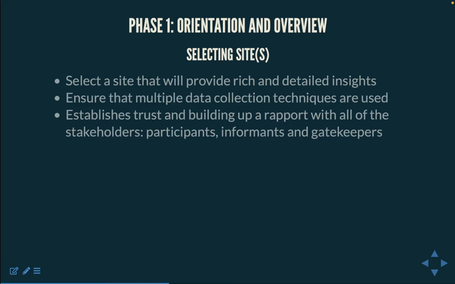Gaining entry does not only include the formal aspects of signing off and gaining permission, it also includes establishing trust and building up a rapport with all of the stakeholders, participants, informants, or gatekeepers. The researcher must explore what the salient issues are within the context and begin to determine who can provide insight into these issues.